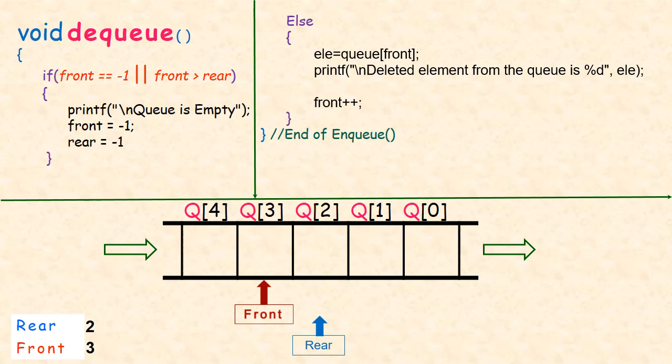Front value will be -1. Otherwise, after some process, after some DQ operations, we may empty the queue. So at that time front value will be greater than the rear. So if front is greater than rear, the queue is empty, so you have to display queue is empty.